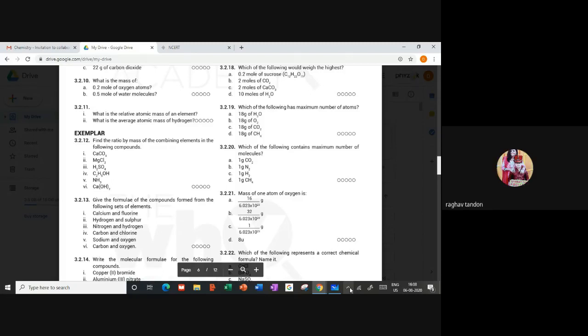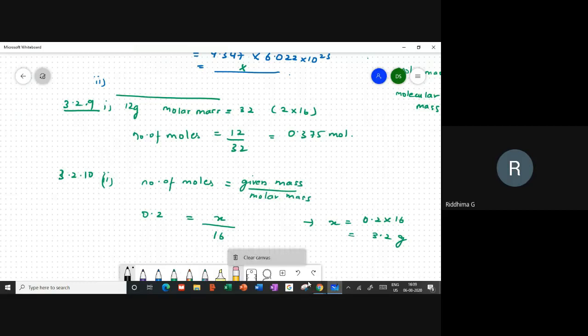So we have CaCO3 that is made up of three elements: calcium, carbon, and oxygen. Calcium's atomic mass is 40, carbon is 12, and oxygen is 16. Now oxygen has three atoms, so we'll multiply it by 3. So 16 into 3 is 48. So 40 is to 12 is to 48, and then we'll simplify it. Correct.